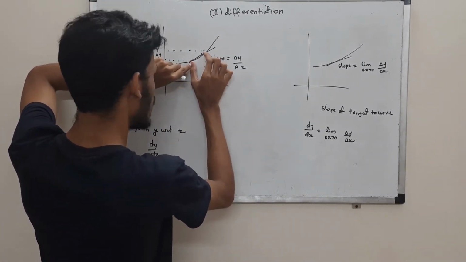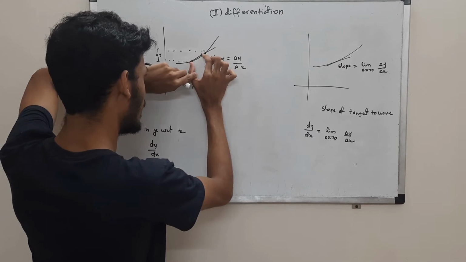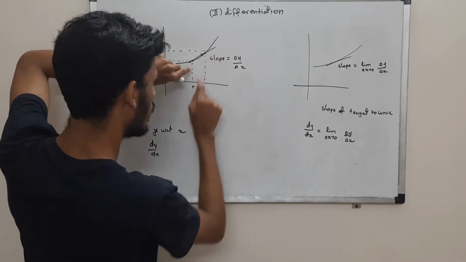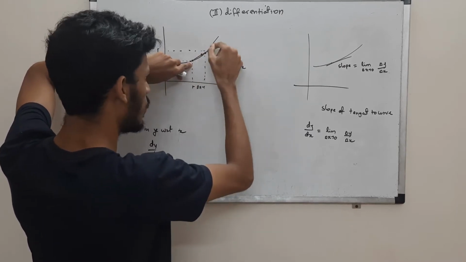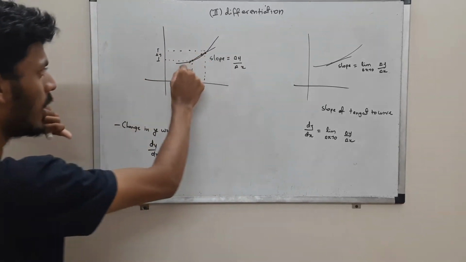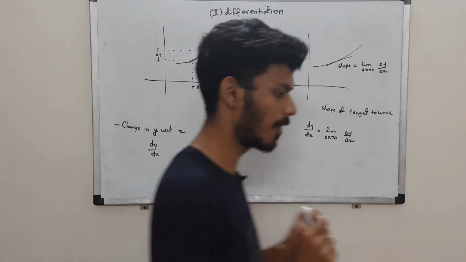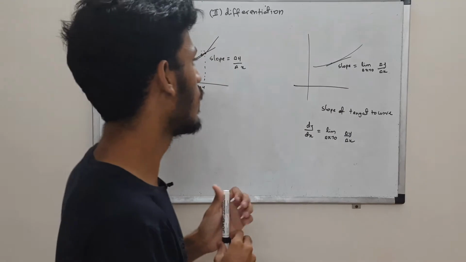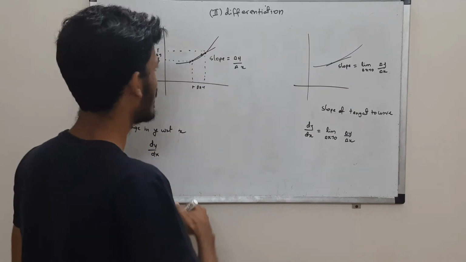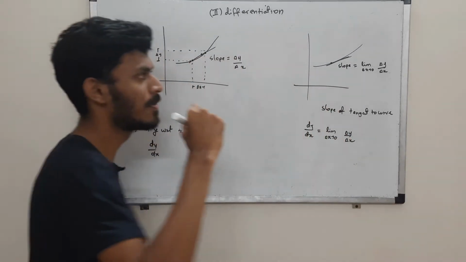So if you keep on bringing point number 2 very close to point number 1, at a certain point what will happen? In the limit, this line will become a tangent to the curve, okay? What is meant by tangent?